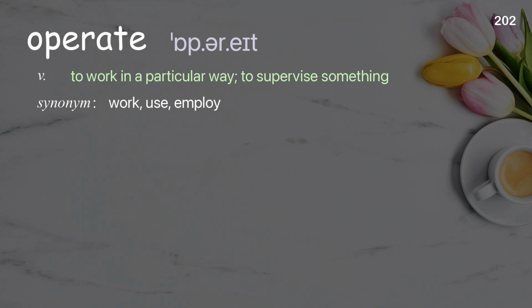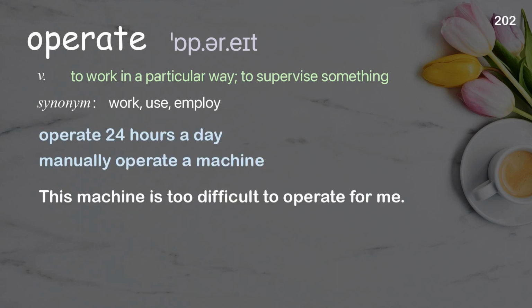Operate. To work in a particular way, to supervise something. Examples: operate 24 hours a day. Manually operate a machine. This machine is too difficult for me to operate.